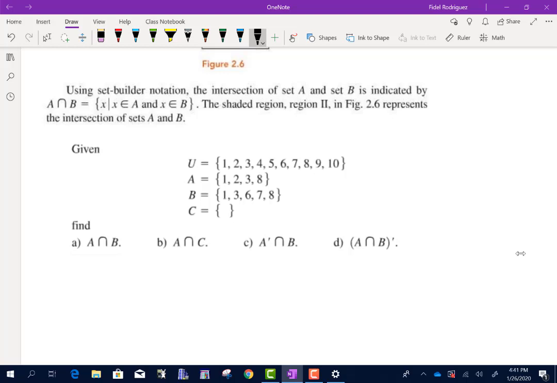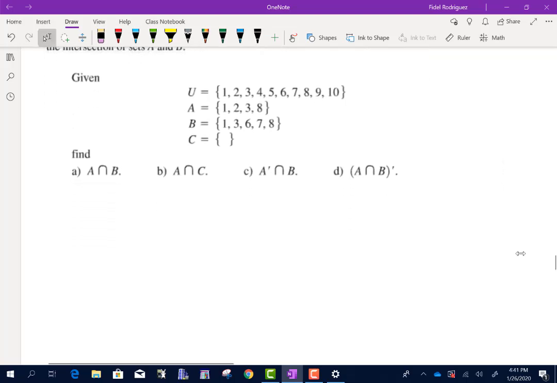Okay, so now let's see if we can figure out this part right here. So look at my universal set. My universal set has the natural numbers 1 through 10. A is the set containing the numbers 1, 2, 3, and 8. B is the set of the numbers 1, 3, 6, 7, and 8. And C is the empty set.